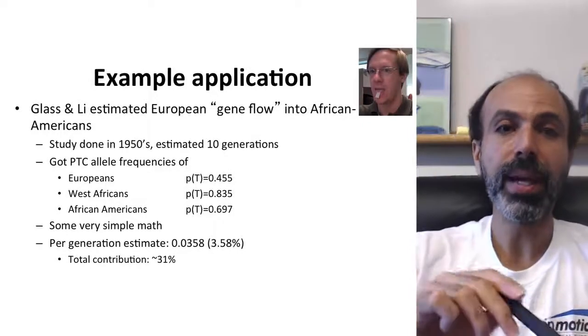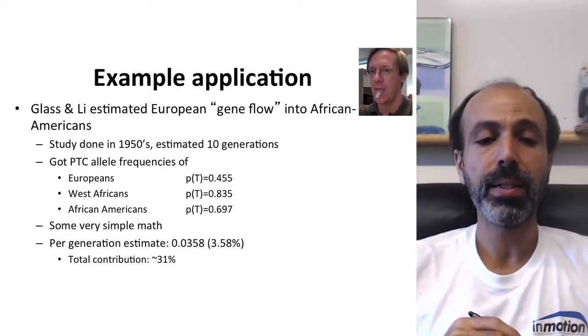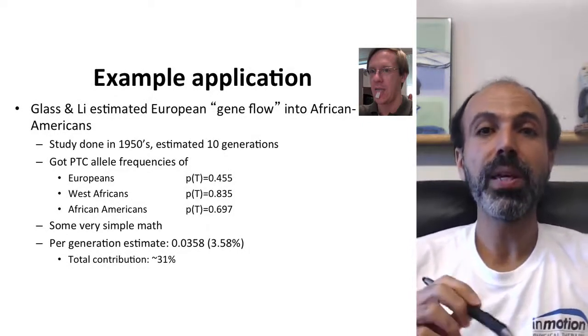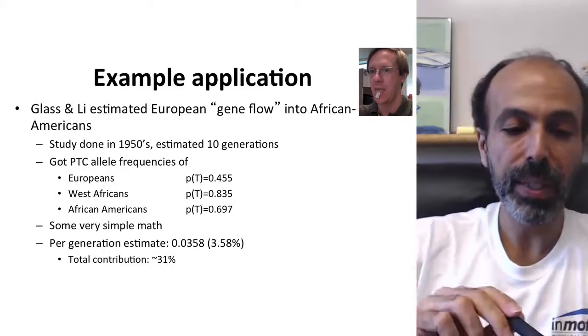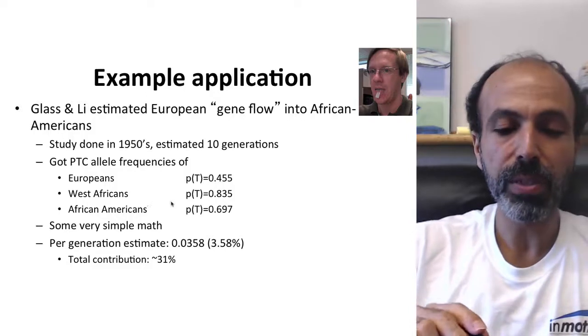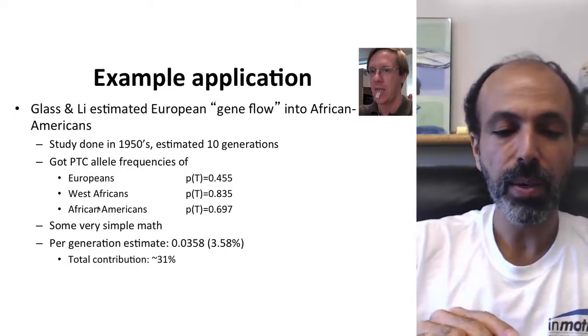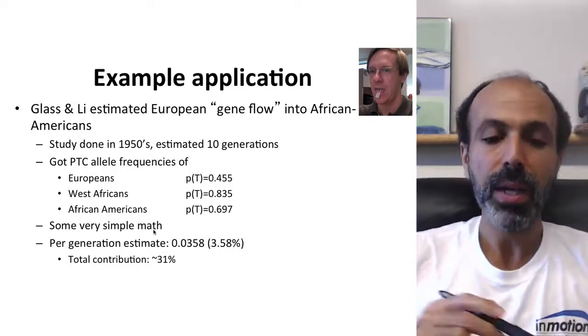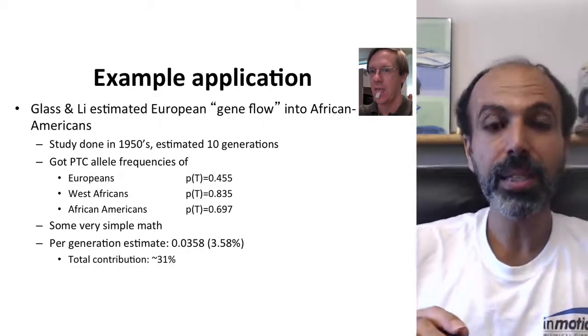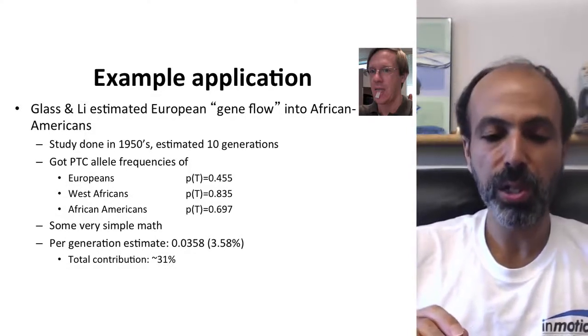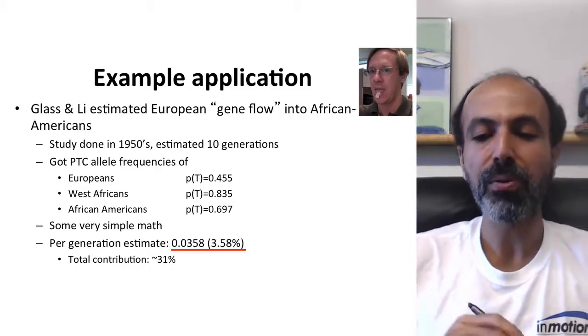Now, Glass and Li, in a classic study back in the 1950s, measured European gene flow into African Americans. They got PTC allele frequencies from Europeans, West Africans, and African Americans. From that, they did some very simple math, which we won't go over in this case, but they were able to estimate a per generation contribution of about 3.58%.